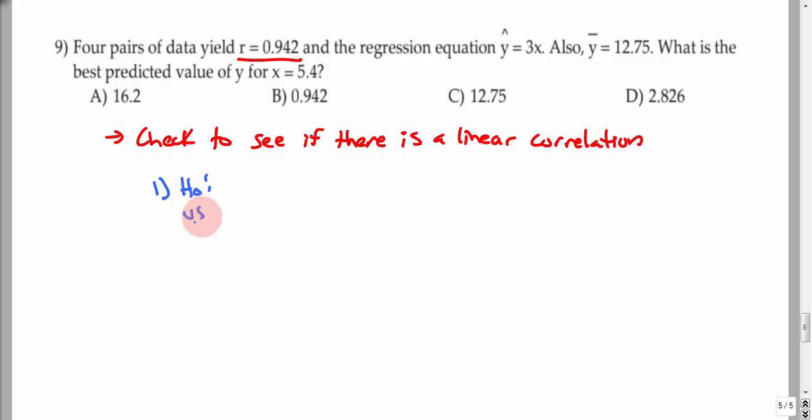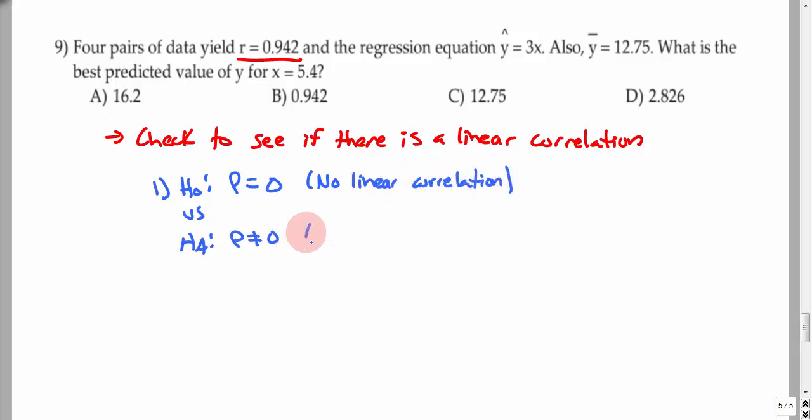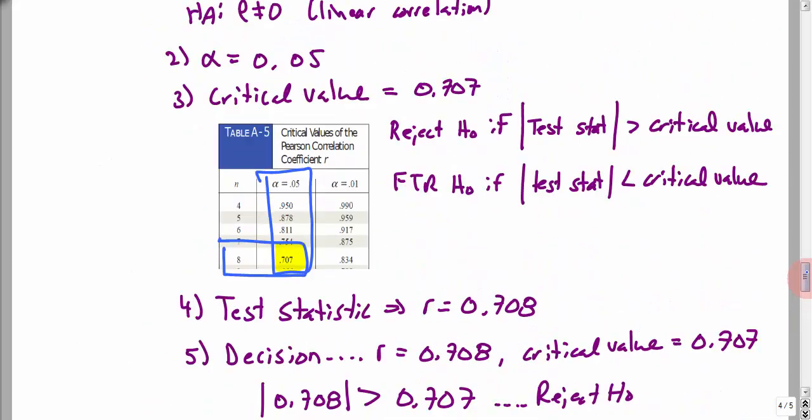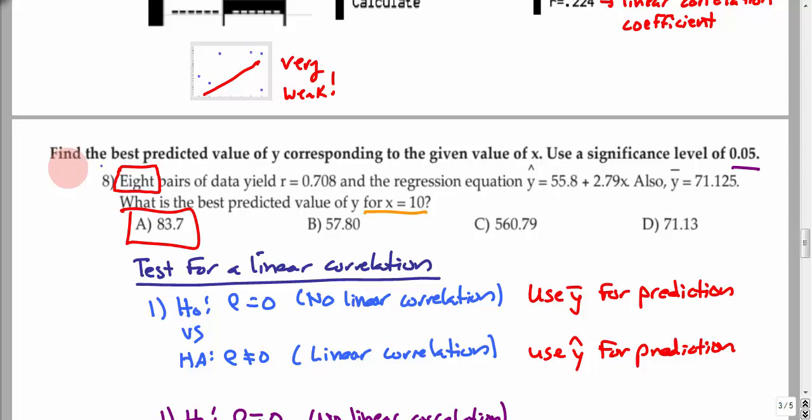H0 versus HA, rho equals 0 versus rho not equal to 0. This is no linear correlation. And there is some linear correlation. It doesn't say whether it's positive or negative or how strong it is. It just says there's some linear correlation. Our level of significance was 0.05, and it's not shown right here, but it's up here in the directions for this set of questions: 0.05.